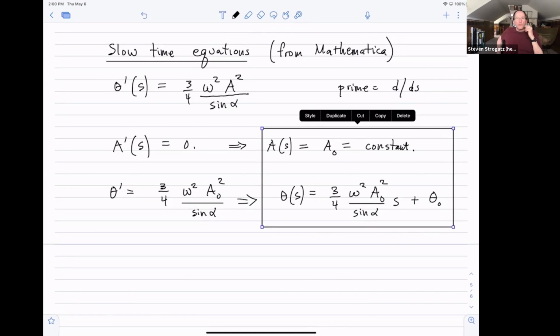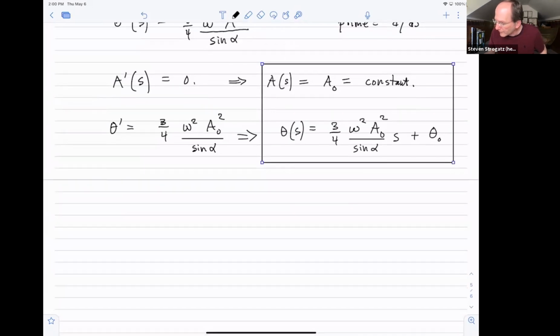Pretty nice. And so notice what's happening. Theta, a phase, is increasing in proportion to S. That means this, if phase is changing linearly in time, that's like a frequency shift. So we're getting the same kind of phenomena that we had in continuous time.